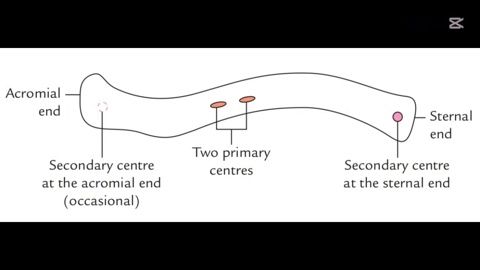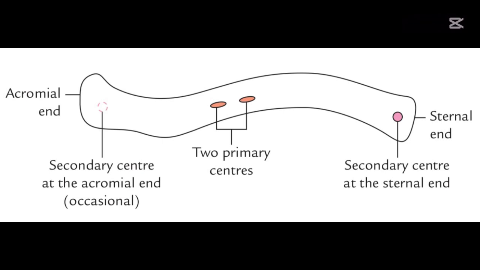Don't forget. If they ask you in your exam, there are three centers of ossification: two primary centers and one secondary center. But some questions or some literature can say four centers, which is two primary centers and two secondary centers. You just know that occasionally the lateral end has a secondary center. So now the two primary centers are in the shaft.